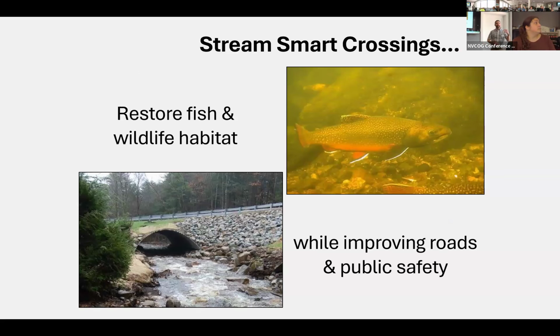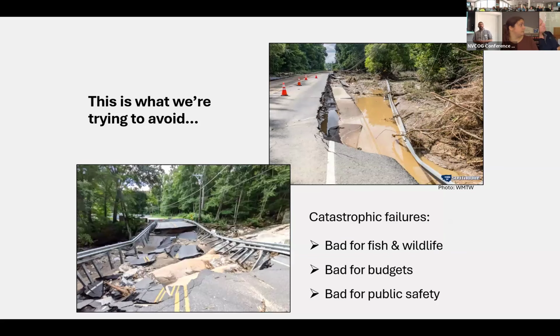So Stream Smart crossings have a dual goal here. We're trying to restore and reconnect fish and wildlife habitat while improving roads and public safety. We're obviously trying to avoid the big blowouts. We're seeing many of these photos. I got photos from the towns that you're all coming from. I got a great set of photos from Southbury. I didn't take them, but I'm sure you guys are very familiar with them. We're trying to avoid these catastrophic failures that are bad for fish and wildlife. They're bad for budgets. They're bad for public safety.